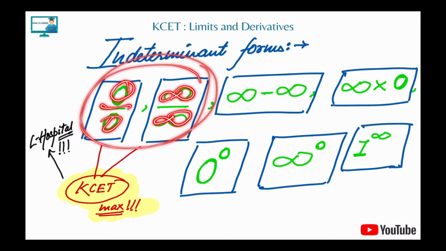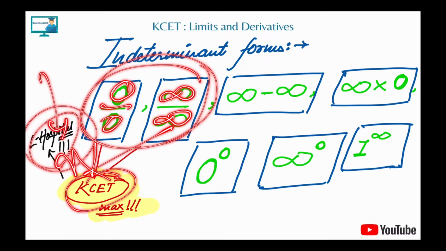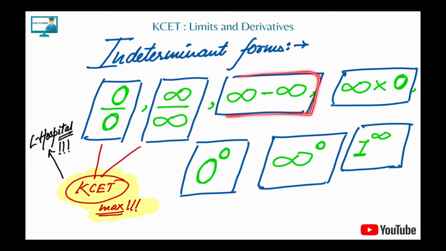Most of them, both of them, you can solve by our favorite method, L'Hopital. Nothing more than that. What is L'Hopital? We'll see. Other methods: infinity minus infinity. It's also a very big term. It's also very big. But who will dominate? Which infinity will dominate? We don't know. So it is again indeterminate.